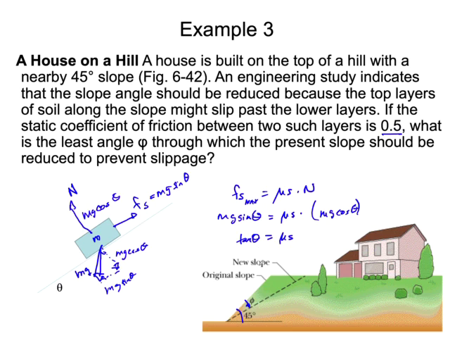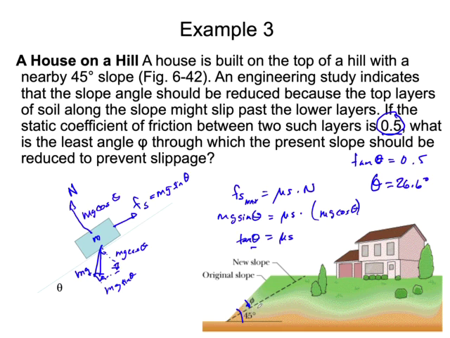So we can actually work out, if mu sub s is 0.5, what the maximum angle theta is that the slope can be without it sliding. Setting it up real quick, tangent of theta equals 0.5. Grabbing your calculator and doing an inverse tangent of 0.5, we'll discover that the steepest angle we could possibly have is only 26.6 degrees.